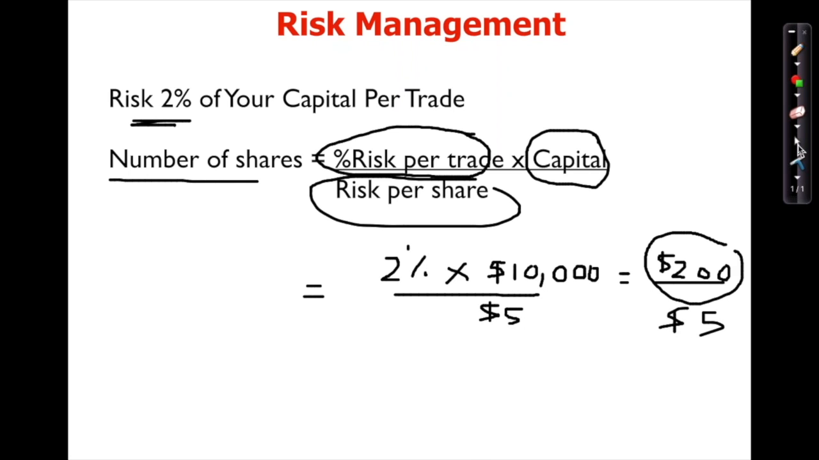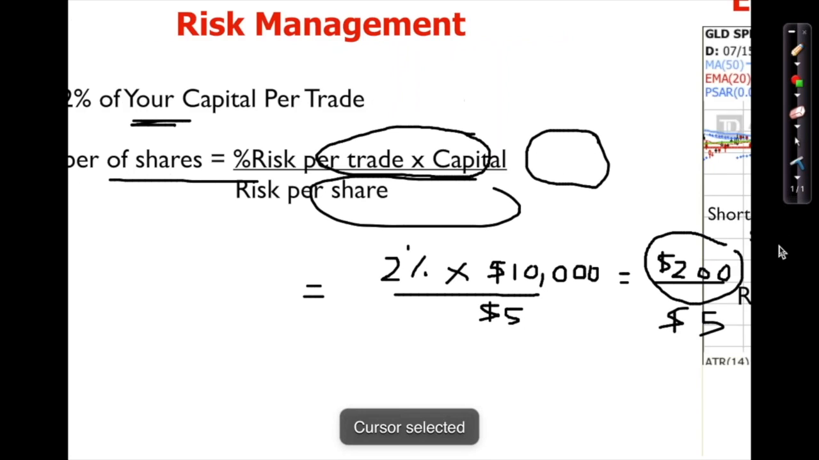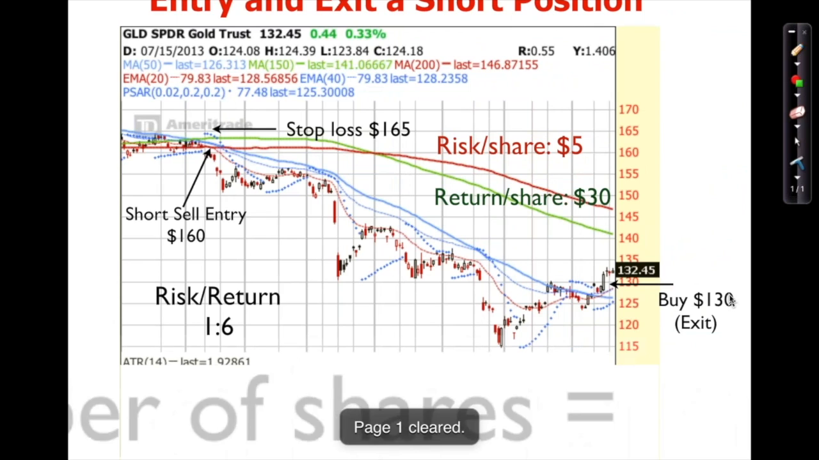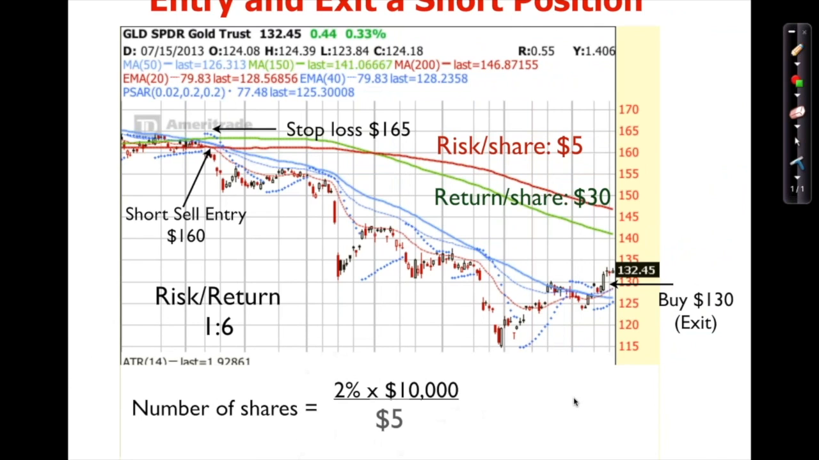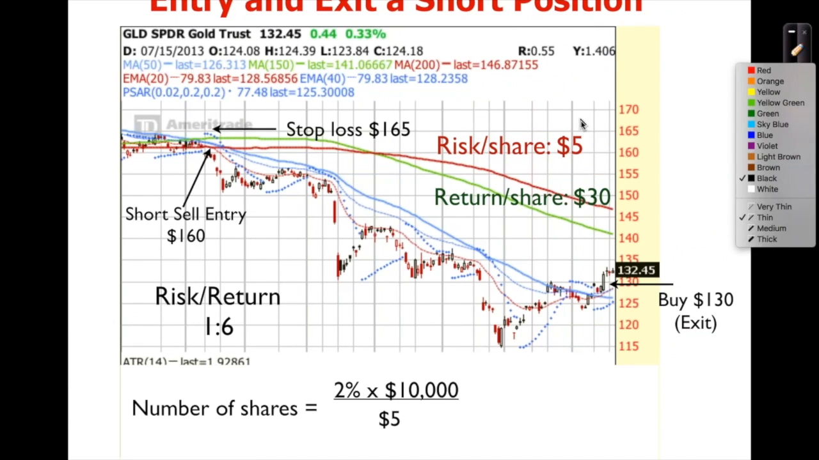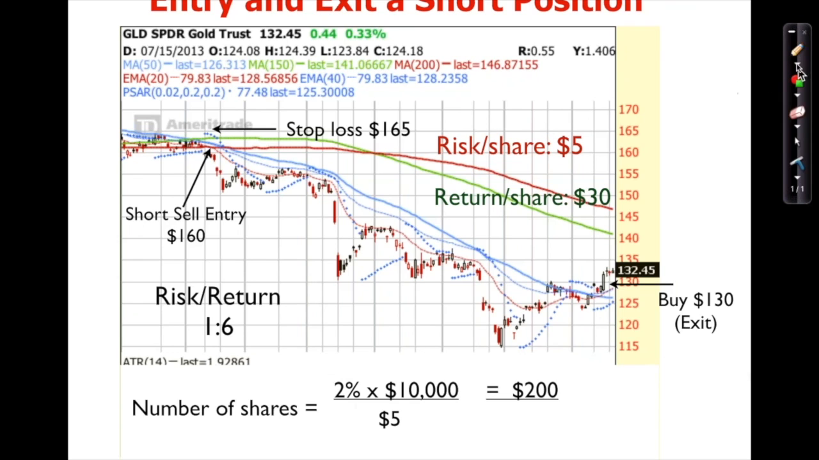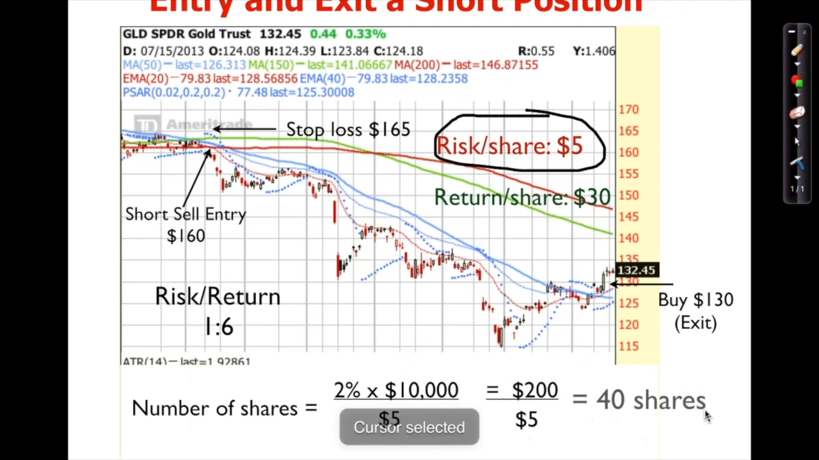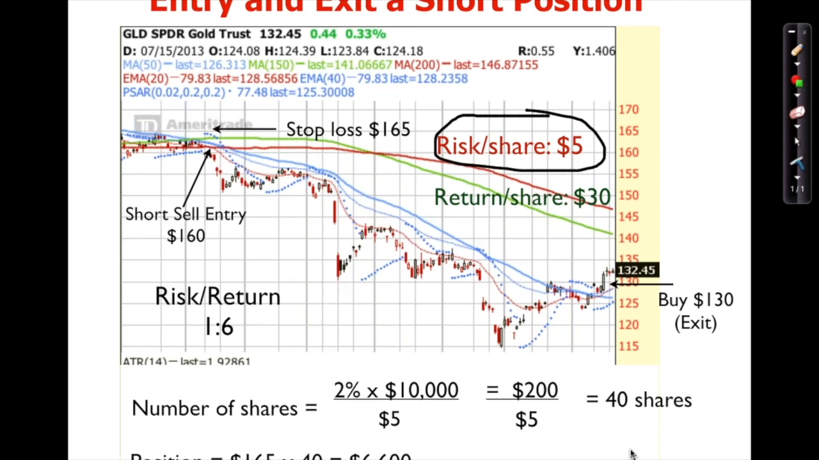Okay, let's take a look at it over here. There you go. You can see the risk per share is $5, so that gives us 40 shares. So now I know that I have to sell 40 shares of this stock or ETF. So what's my position size?